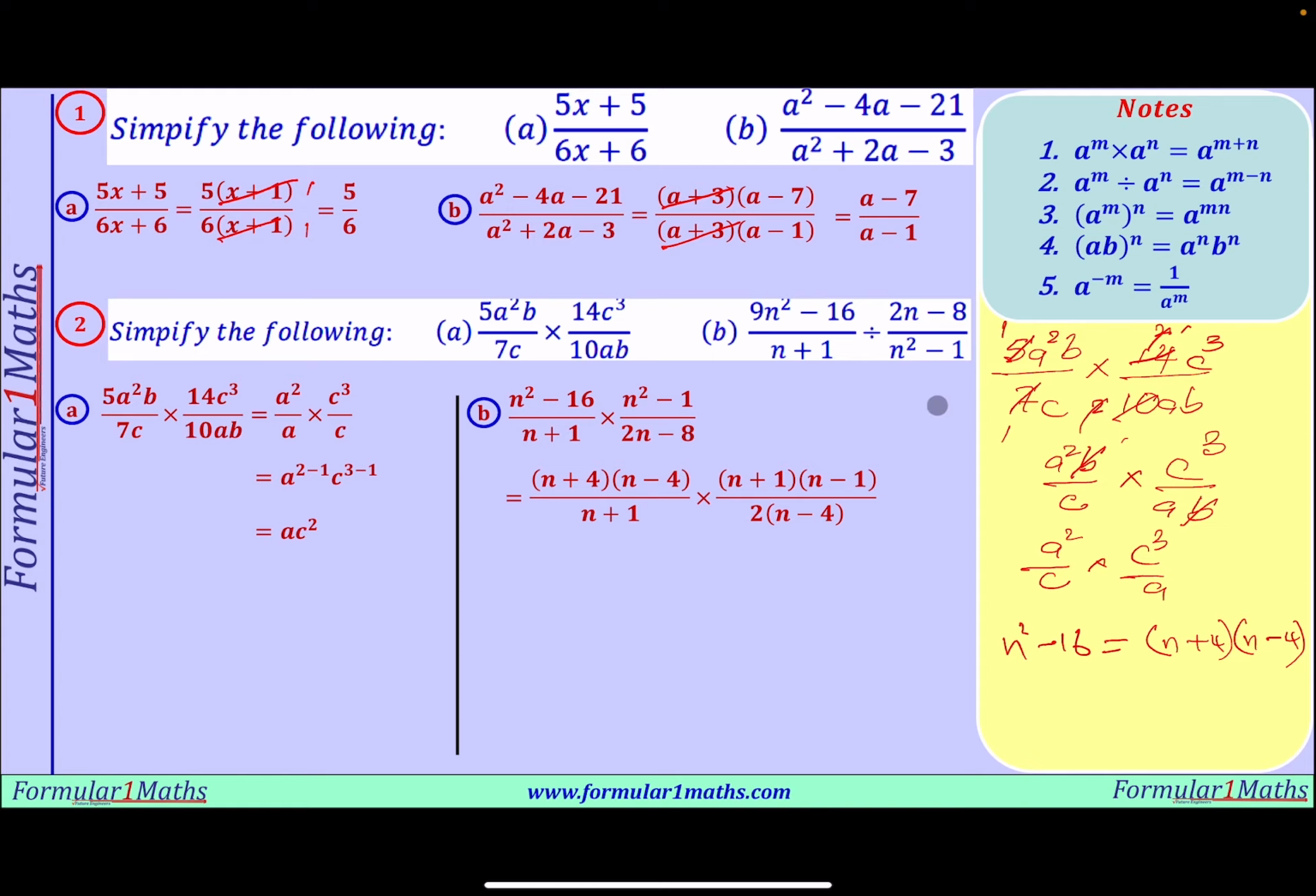Then we can see that we can cross out a few things. n plus 4 will cross out with this, n plus 1 will cross out with n plus 1. So we are left with n plus 4 over n plus 1 times n minus 1 over 2. This simplifies to this, and then that is our final answer. So question 3.